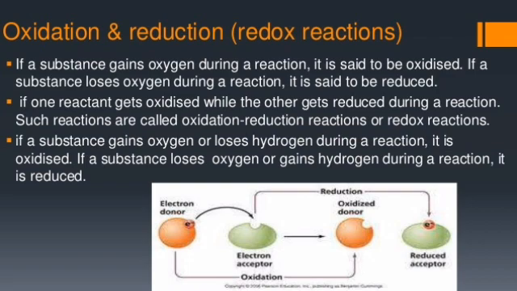If a substance gains oxygen or loses hydrogen during the reaction, it is oxidized, while if the substance gains hydrogen or loses oxygen, it is known as reduction. Also, when a substance loses electrons, it is said to be oxidized, and when it gains electrons, it is said to be reduced. So such reactions are also known as redox reactions.